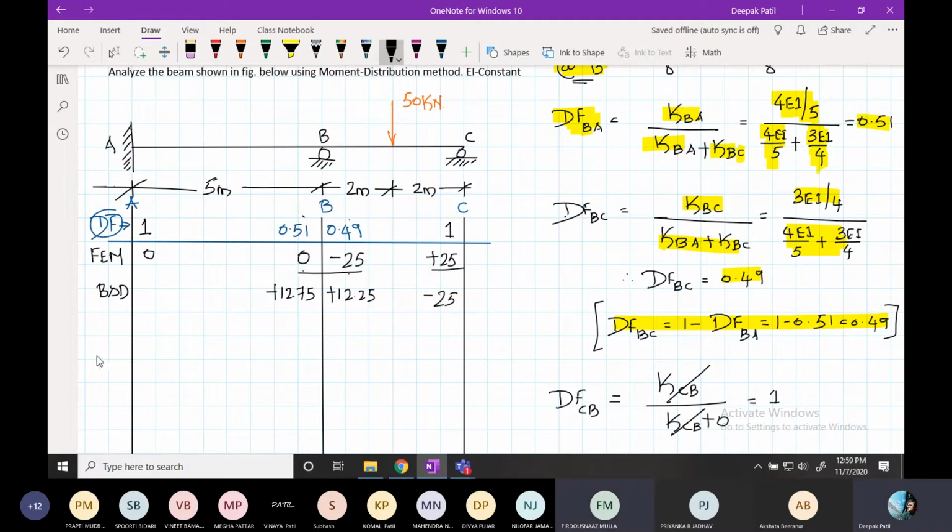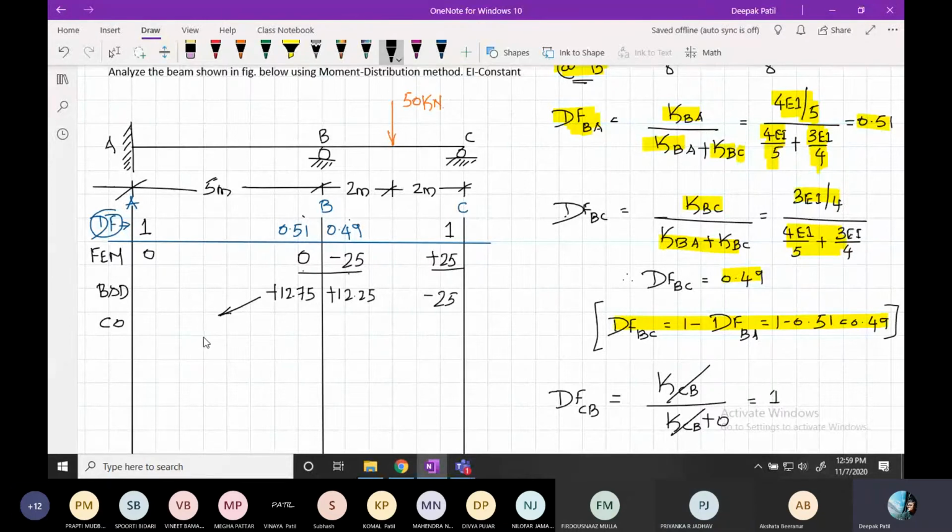Yes, sir. So your next step should be carryover. Will you carry over from B to A? Yes or no? Yes, sir, you should carry over from B to A.